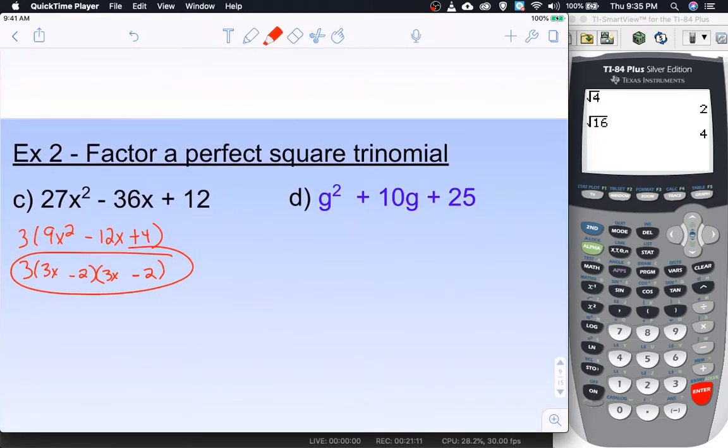I've done a bunch now. So why don't you try one? I'm going to make this a little bigger. Go ahead and try letter D right now. See if you can factor that.